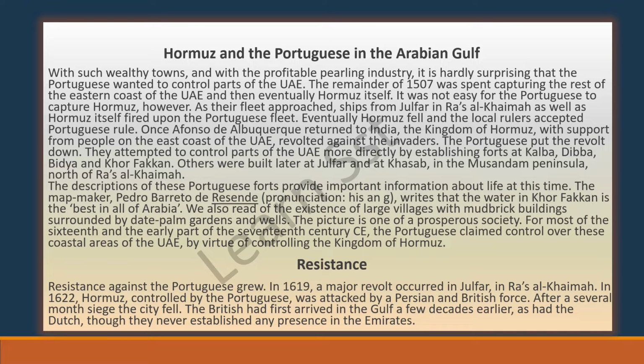The mapmaker Pedro Barreto de Resende, I hope I am pronouncing his name correctly, writes that the water in Khorfakkan was said to be the best in all of Arabia. We also come to know about the existence of large villages with mud brick buildings surrounded by date palms, gardens, and wells.